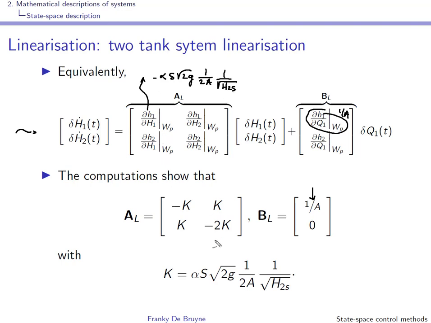So if k is defined as follows, we have minus k over here. This is what we have found in the previous slide. If you do the computations for these elements, which is not that difficult, you will see that you have k over here, and minus 2k over here, and we have a 0 over here. So this is the state space description that allows you to compute the variations around the nominal working point, delta H1 and delta H2.